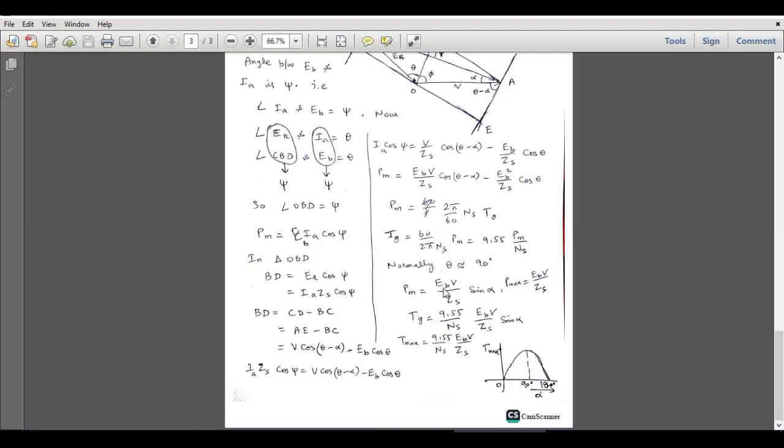The maximum power will be equal to EB times V divided by ZS. The generated torque is equal to 9.55 divided by Ns into this PM expression, and mechanical power is equal to EBV over ZS sine alpha. The maximum torque, or pull out torque, is equal to 9.55 over Ns into Pmax, and Pmax is equal to EBV over ZS. So if we plot the torque against this load angle alpha, it will be such a curve. At 0 degrees, the torque will be equal to 0. Similarly, at 180 degrees, the torque will be equal to 0, and torque will be maximum when we have a load angle of 90 degrees.